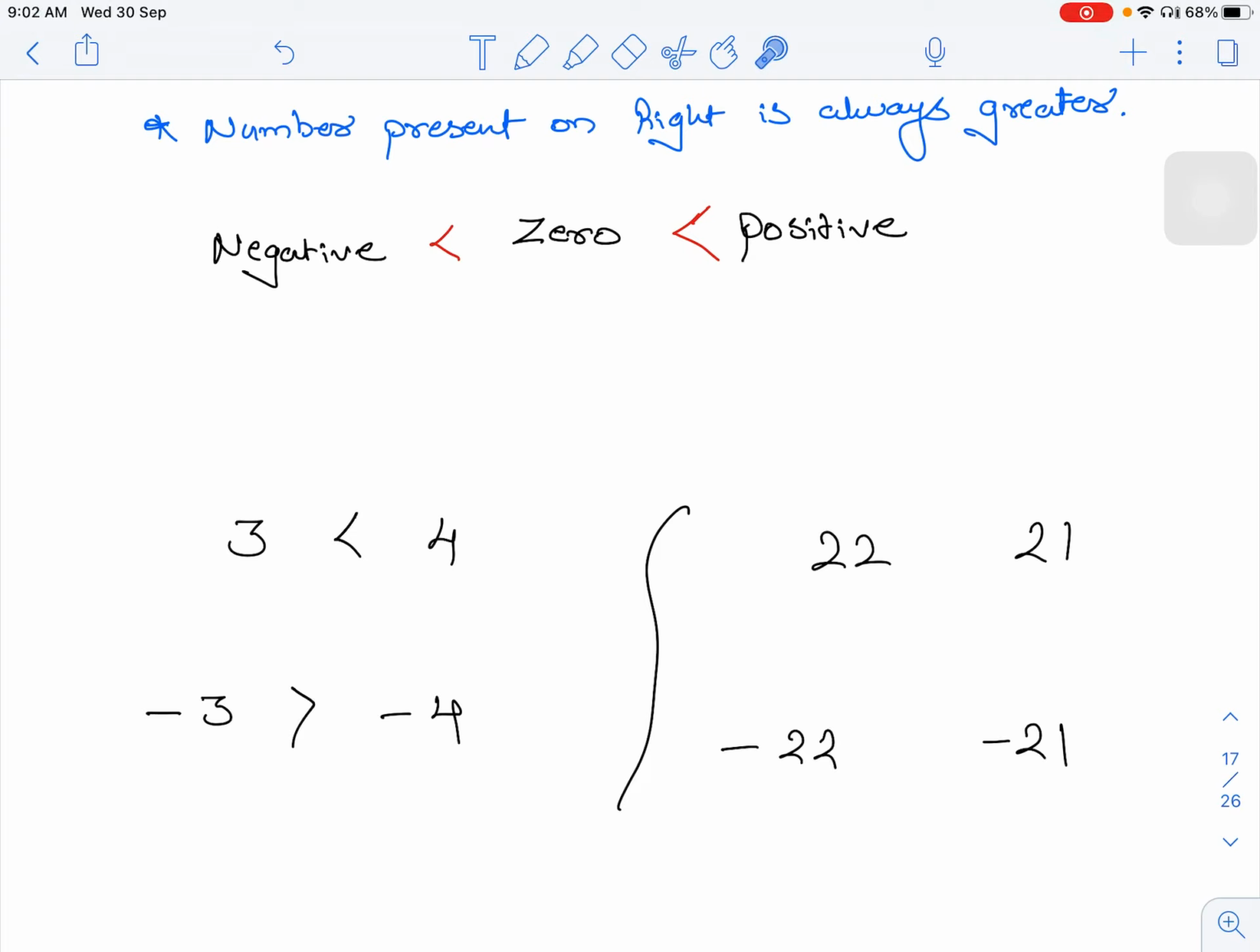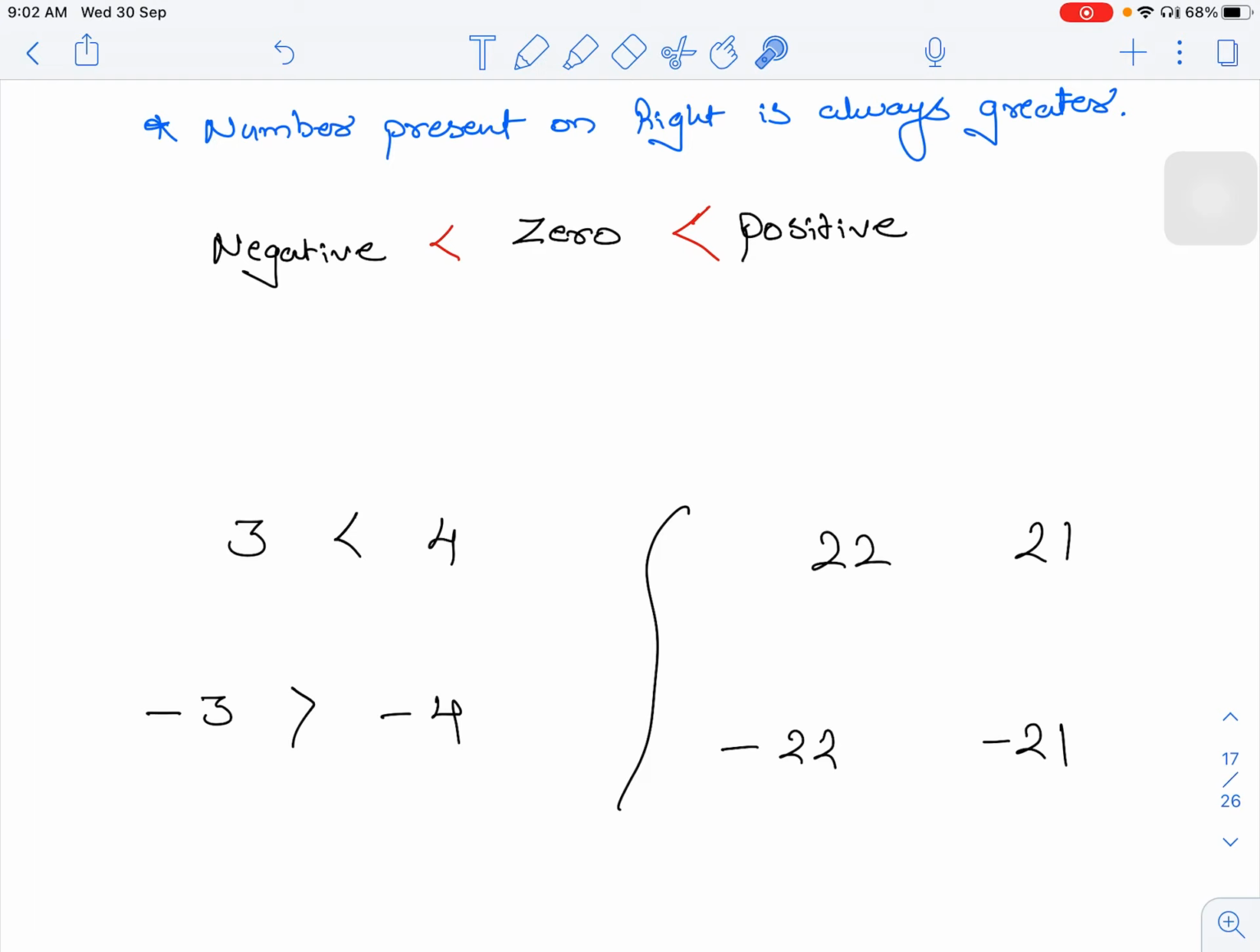Remember what we have done: when we have two negative numbers and we want to compare them, suppose that the minus sign is not present, then which number was greater? 4. But now both of them have a minus sign, so during such a time the bigger number becomes smaller when both of them have a minus sign.